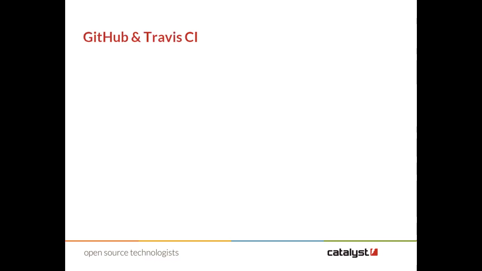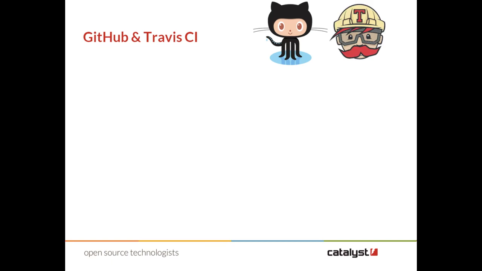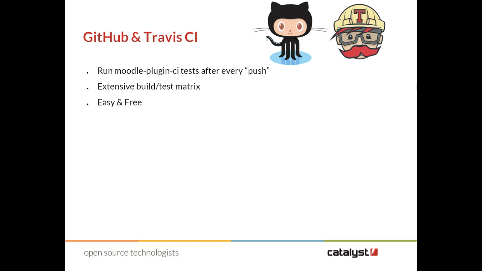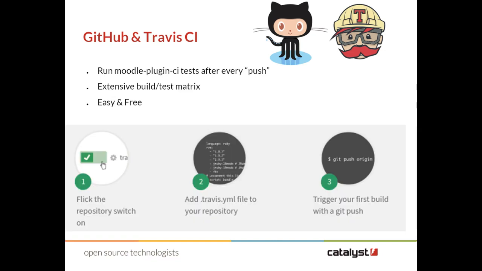If your code is on GitHub, then you can automate that with Travis continuous integration. It will run all tests after every push or pull. It's going to allow you to test several environments like different Moodle versions, PHP or database. It is free if your repository is public, and it's easy. You can just use the Moodle Plugin CI template for Travis.